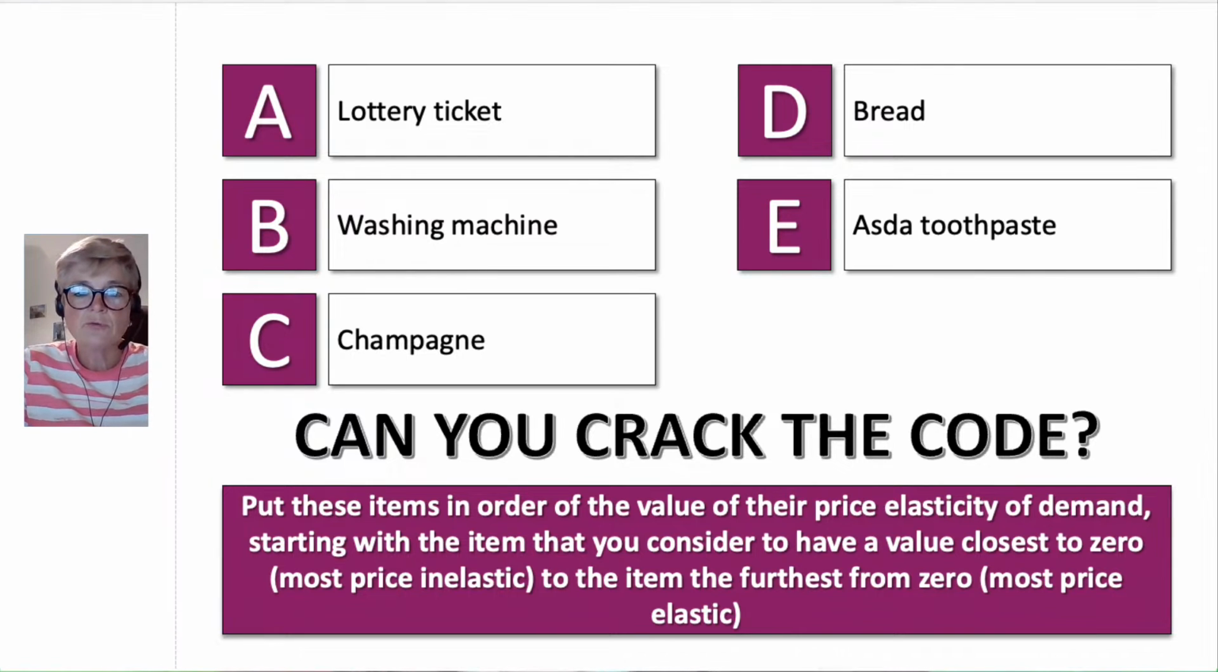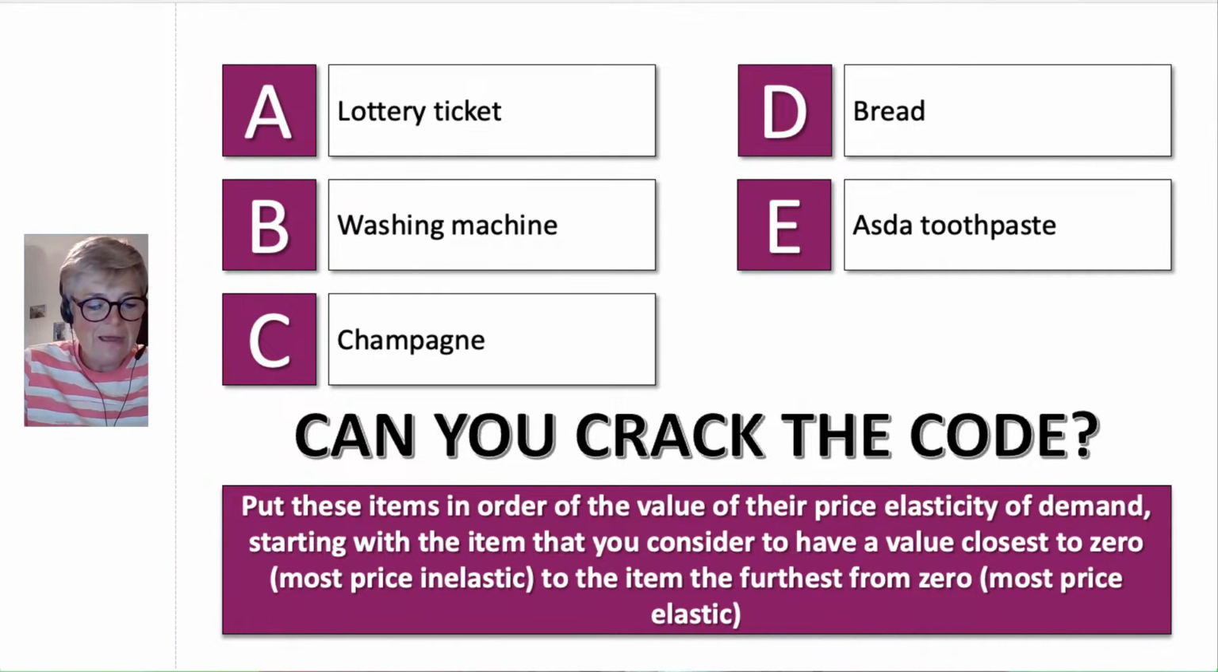Okay, now we're going to do crack the code. Can you crack the code? So we want you to put these items in order of their price elasticity of demand, starting with the item you consider to have the value closest to 0. So the most price inelastic, put that letter first, and then go down the list from the most price inelastic to the most price elastic.